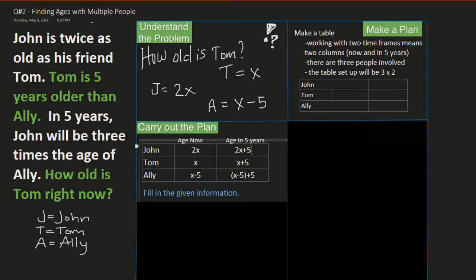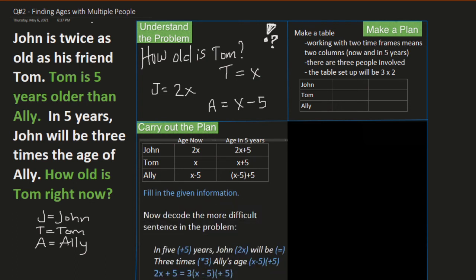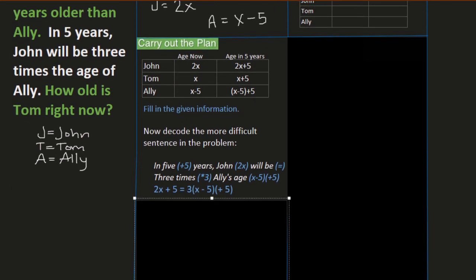So John is going to be 2x plus 5 in 5 years. Tom will be x plus 5. And then also in 5 years, Allie will be x minus 5 plus 5. From there, we need to decipher the most difficult sentence in our problem. So it says, in 5 years, John will be 3 times Allie's age.